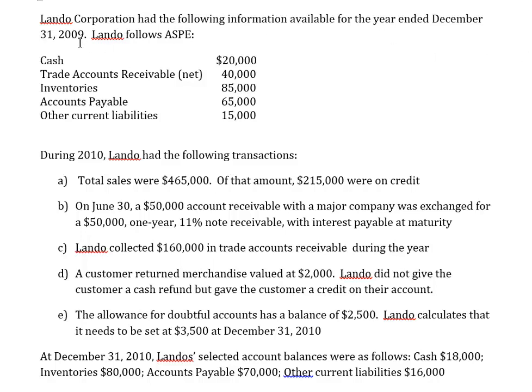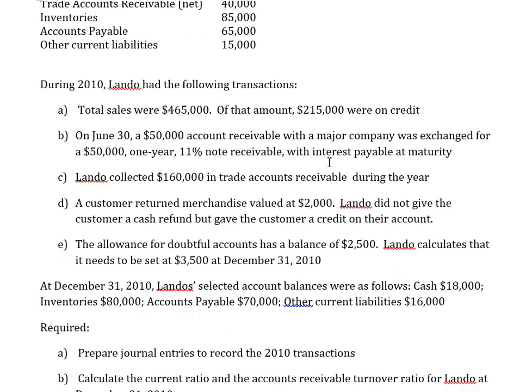Now we can see here that we have some information available for Lando Corporation, and they follow ASPE, and this is at the end of 2009. During the following year, we can see that we have some credit sale transactions. We can also see here that they exchanged an account receivable for a note receivable, and we're given the interest rate on that note receivable. So we have a short-term interest-bearing note.